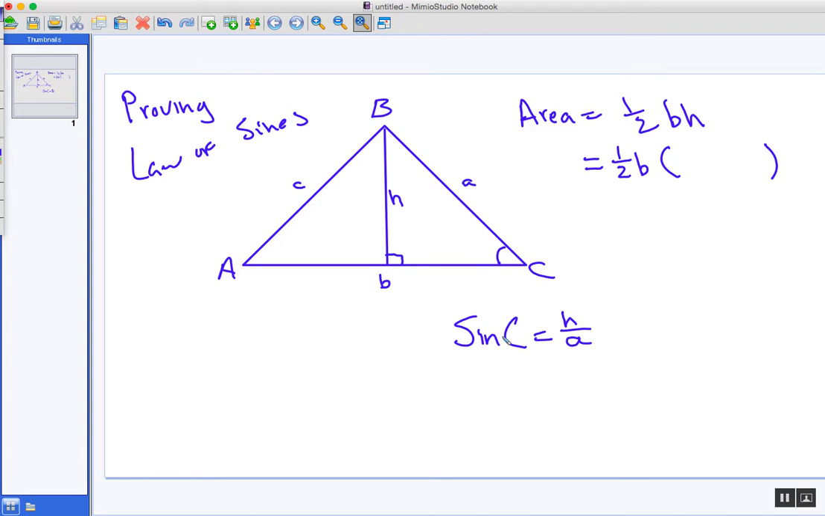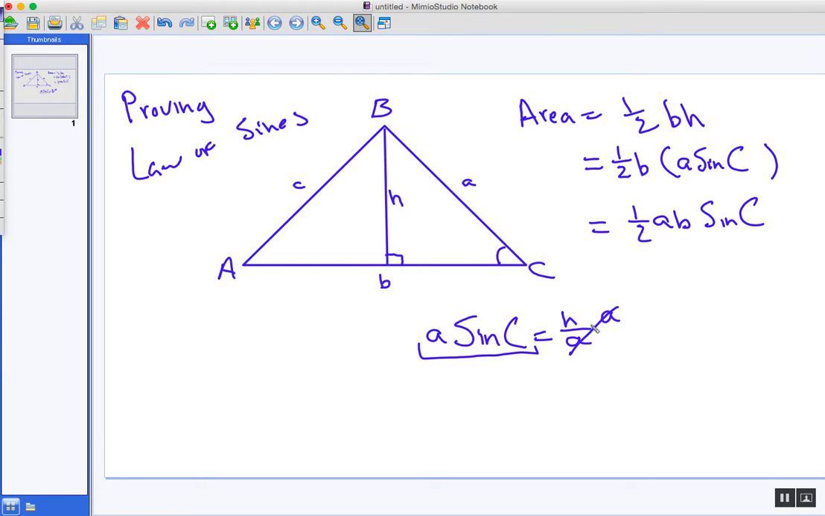I'm going to solve this for the height, or our altitude. We'll multiply by a. Then I'm going to plug this into our area formula. Instead of plugging in h, I know that h is equal to a times the sine of C. That's going to give us 1/2 ab sine of C.